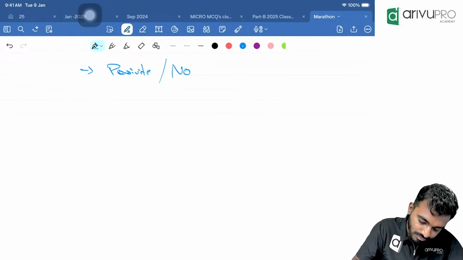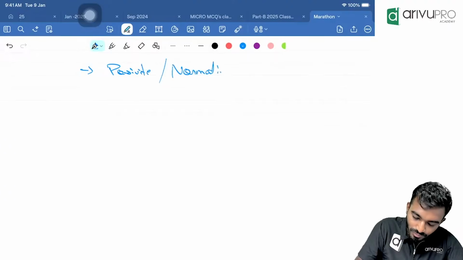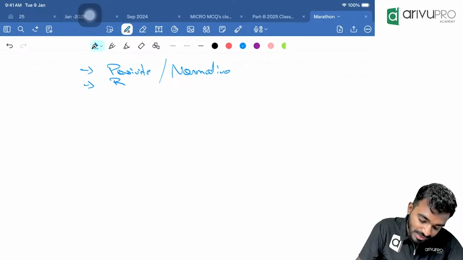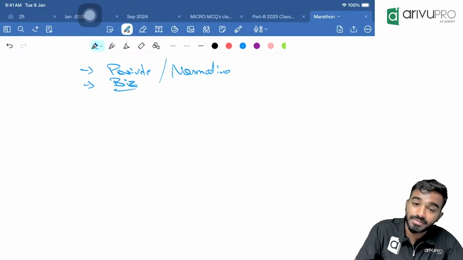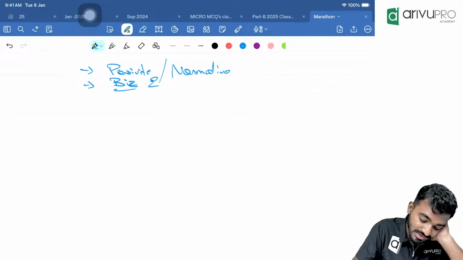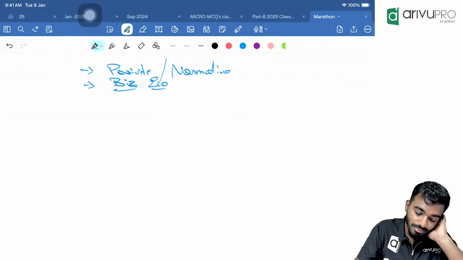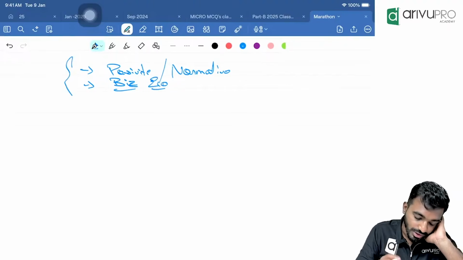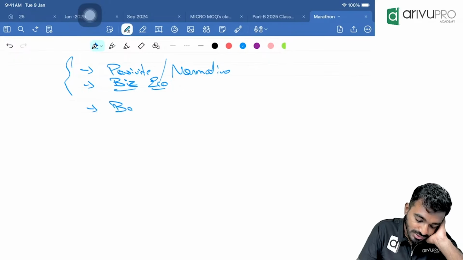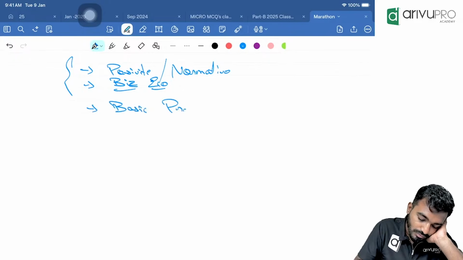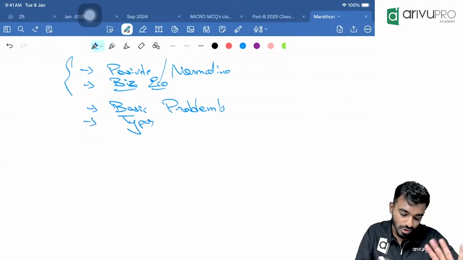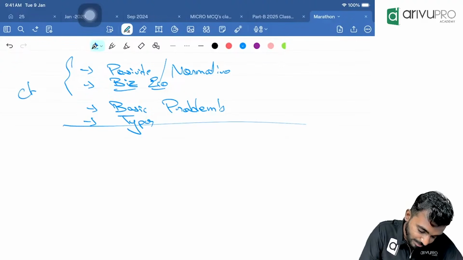Positive and normative, business economics definition and meaning, difference between general economics and business economics. Business economics concept is important in unit 1. Next, unit 2, basic problems of economy and the types of economy: capitalistic, socialistic, mixed economy. This is what is most important in chapter 1.